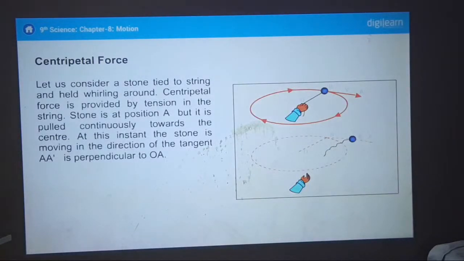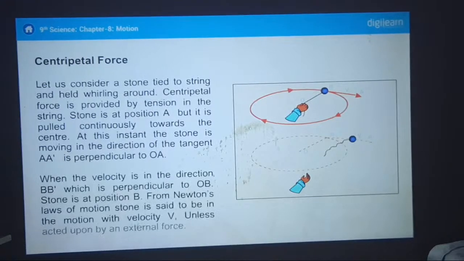Let's consider a stone tied to a string and whirled around. Centripetal force is provided by tension in the string. The stone is at position A, but it is pulled continuously towards the center. At this instant, the stone is moving in the direction of the tangent AA, which is perpendicular to OA. The velocity is in the direction BB, which is perpendicular to OB, when the stone is at position B. By Newton's law of motion, the stone continues in motion with velocity v unless acted upon by an external force.